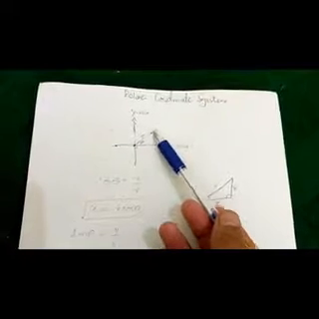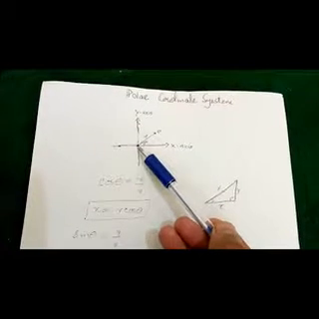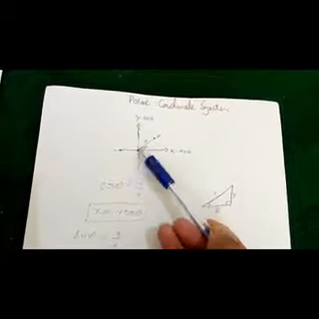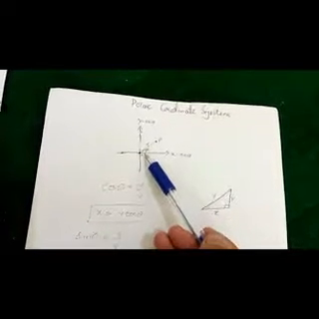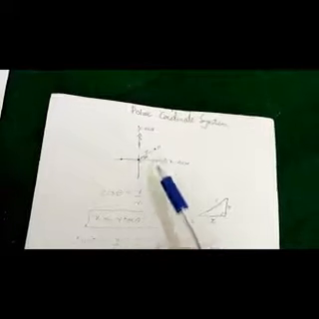This was all about the polar coordinate system. We considered a point P. We defined the pole, the reference point, and the ray, which is called the polar axis, and the angle theta which it makes with r, the point r.